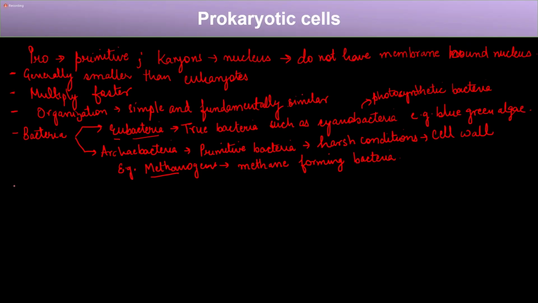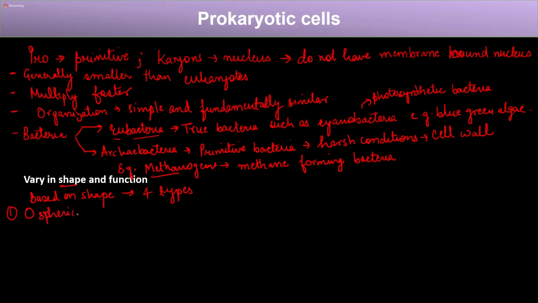But if you talk about the types of bacteria, they vary in their shapes and functions. Based on shape, bacteria are divided into 4 types. The first type is if a bacterium is spherical in shape. If it is spherical in shape, it is known as coccus.